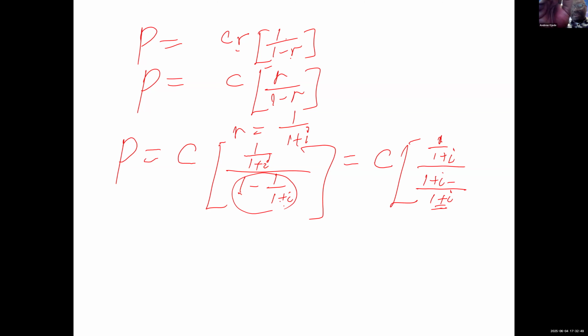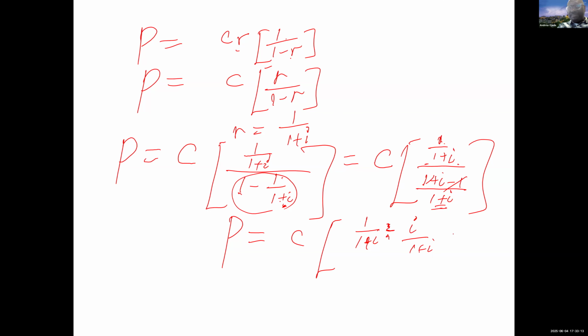Minus 1 plus I divided by 1 plus I is 1. 1 times 1 is 1. Okay, so you get P now equals C times 1 over 1 plus I. So this is like 1 over 1 plus I, divided by, you can put a division sign here. Divide, okay, so the 1 is going to cancel here. So you're going to get divided by I over 1 plus I.